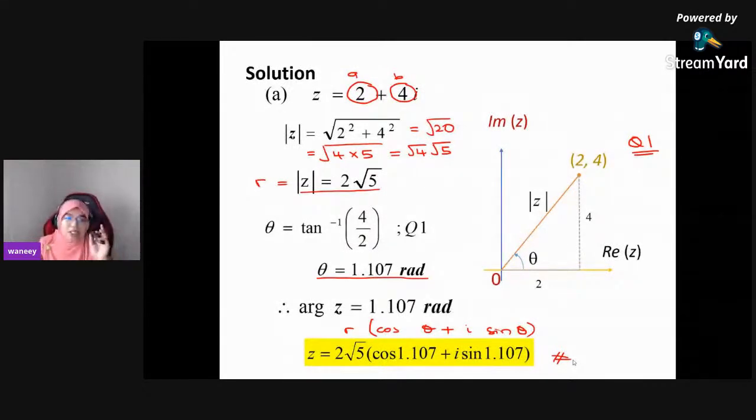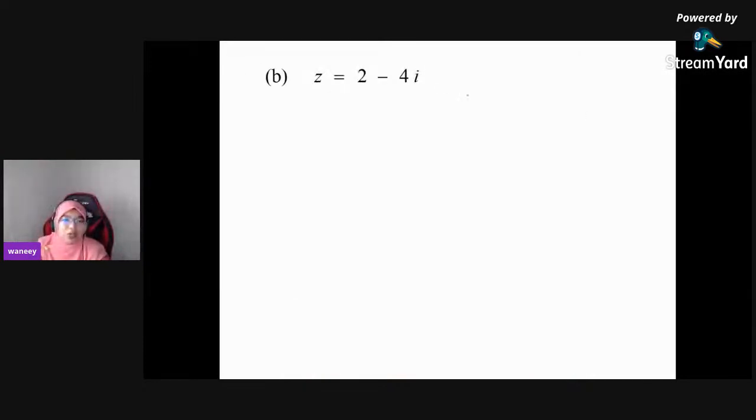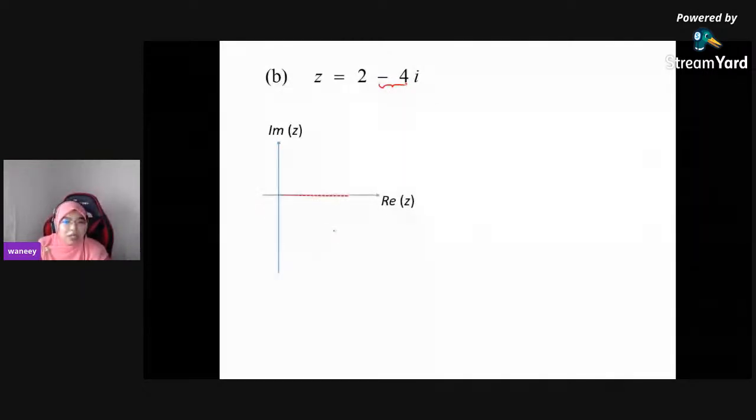Okay, so now let us proceed with the second one. Okay, for the second one, we have z equal to 2 minus 4i. So again, draw your Argand diagram first. Real axis, imaginary axis. Be very careful with the plus and minus sign. So the real part is positive, so that is over here. For imaginary, we actually have negative 4, so it should become something with negative. So that means below here. So that means my z is somewhere along here.